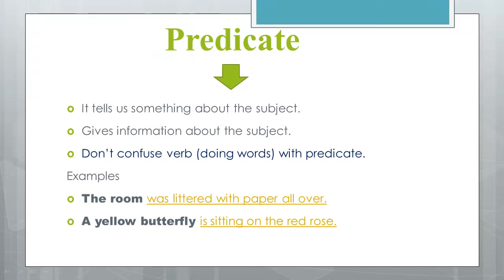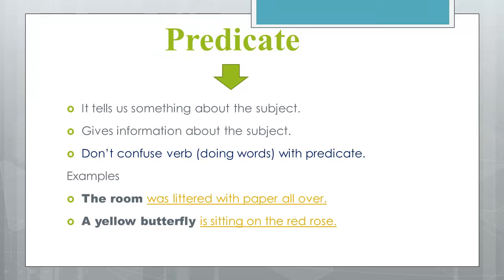In the sentence there are two basic parts. One is subject and the other is predicate. Just identify the subject and rest of the sentence would be predicate. The room was littered with paper all over. Identify the subject. That is the room. And the rest of the sentence that gives information about the subject is predicate. That is highlighted in orange and also underlined.